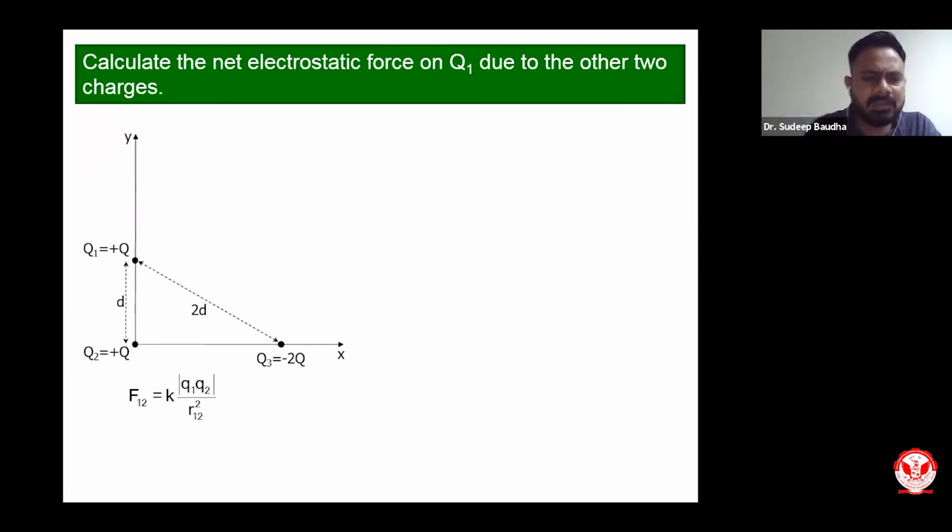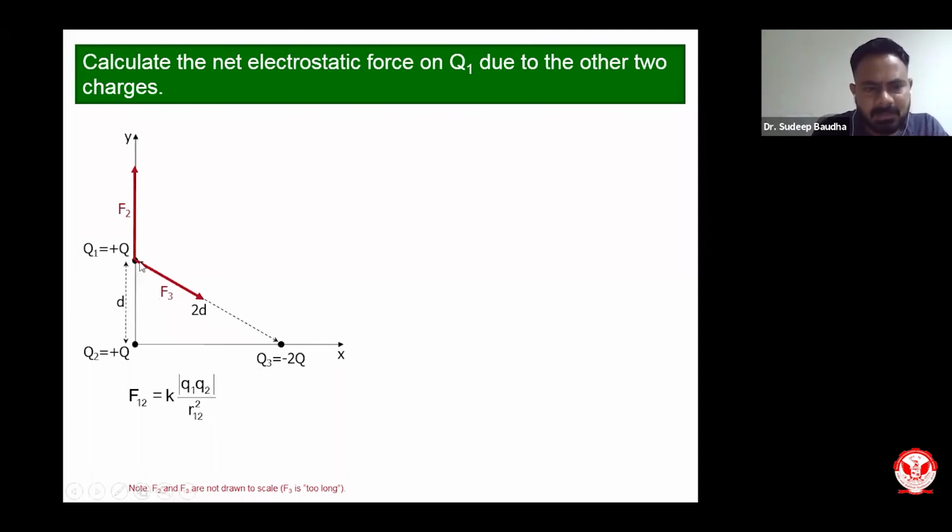We already have this equation from Coulomb's law. Q1, Q2 are the charges, R12 is the distance, and F12 is the force exerted by 2 on 1. So let us see how we can solve it. This is the force F2 exerted by 2 on 1. Let us consider first Q1 and Q2. The force exerted by Q2 on Q1 will be F2, and similarly, the force exerted by Q3 on Q1 will be F3.